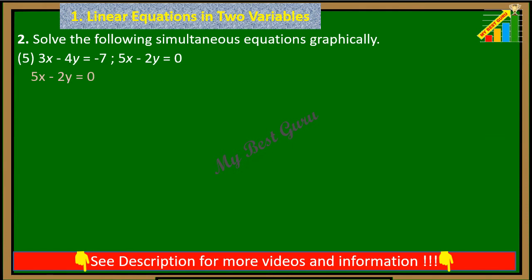Now we will solve for equation number two. 5x minus 2y is equal to 0 is equation number two. Now we will find out the value of y. We have here 2y. 2y is equal to 5x. So y is equal to 5x divided by 2. The 2 is in multiplication, so going to the other side, it will be in division. You got the value of y.